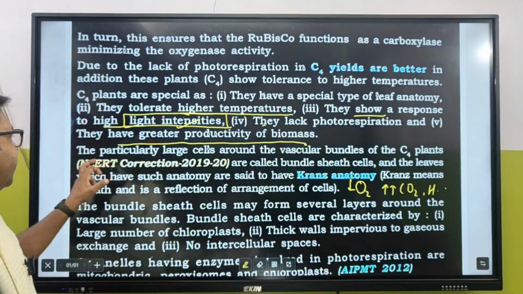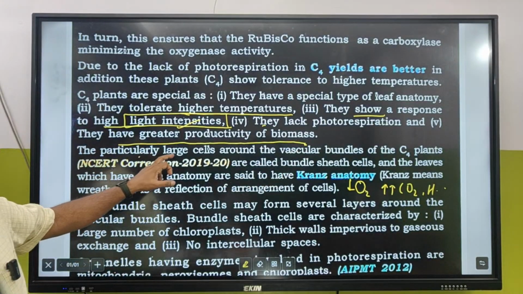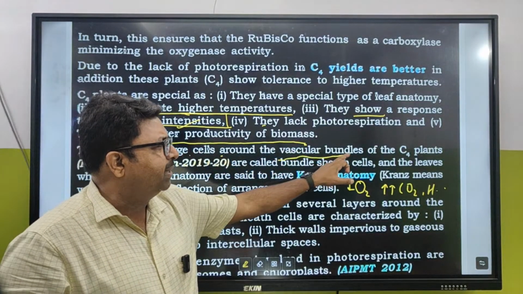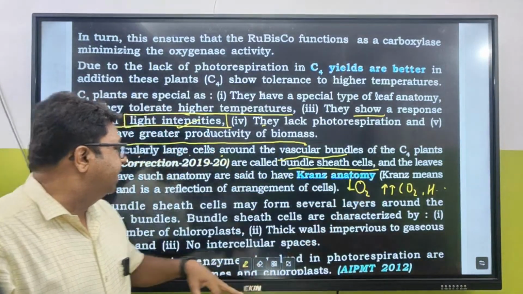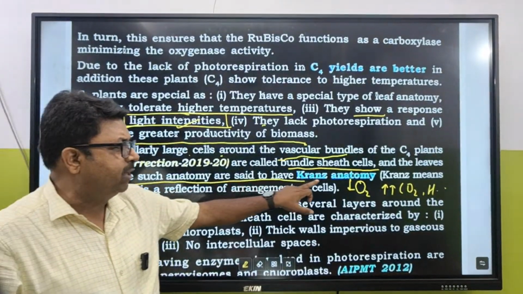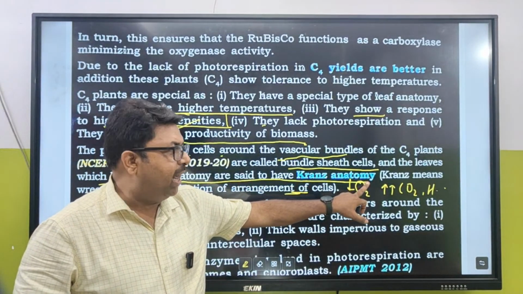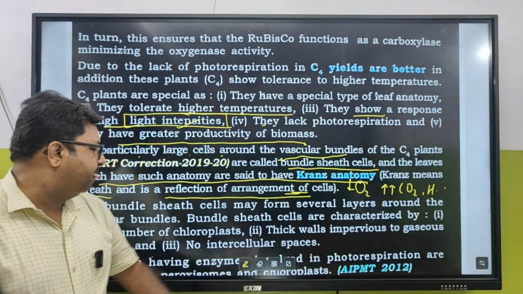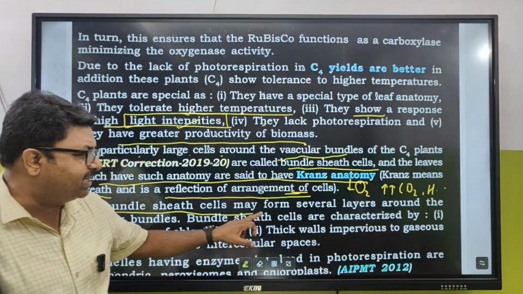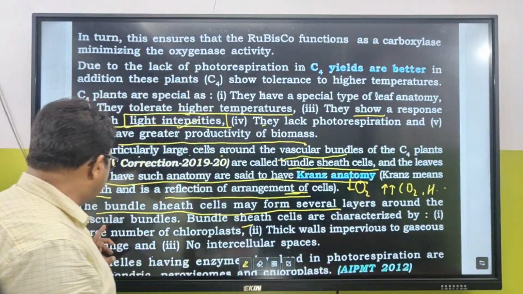Fine? Okay. The particularly large cells around the vascular bundles of the C4 plants are called bundle sheath cells. And the leaves which have such anatomy are said to have Kranz anatomy. Kranz means wreath and is a reflection of the arrangement of cells. The bundle sheath cells may form several layers around the vascular bundle.